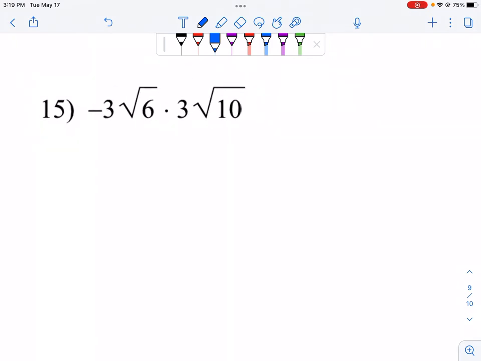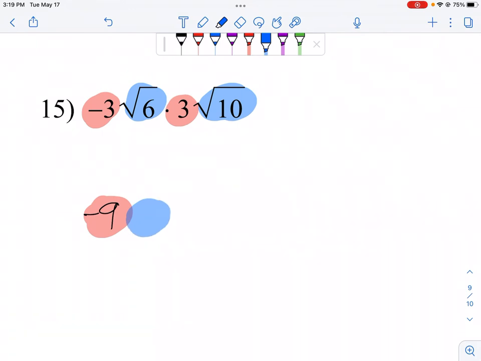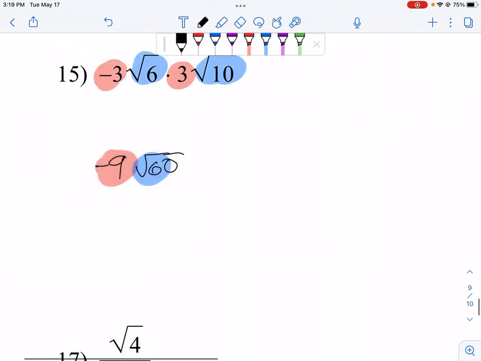For number 15, we have coefficients of our radicals. So we're going to multiply our coefficients together: negative 3 times 3 gives negative 9. And we're going to multiply our radicals together, so I'm going to get 6 times 10 and get rad 60. Now this isn't our final answer because we could break 60 down.